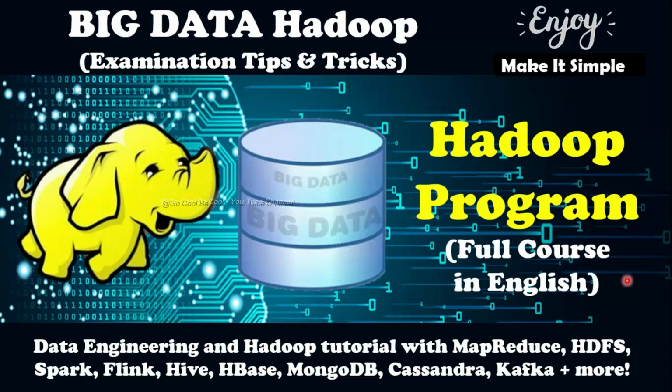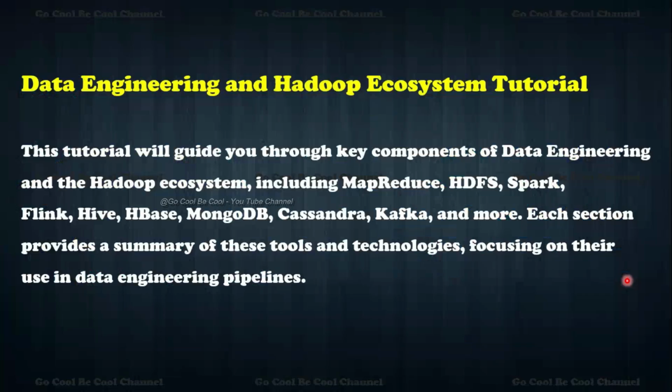Data engineering and then Hadoop ecosystem tutorial. We need to understand this. This tutorial will guide you through key components of data engineering and the Hadoop ecosystem, including MapReduce, HDFS, Spark, Flink, Hive, and then HBase, MongoDB, Cassandra, Kafka, and more. Each section provides a summary of these tools and technologies, focusing on their use in data engineering pipelines.